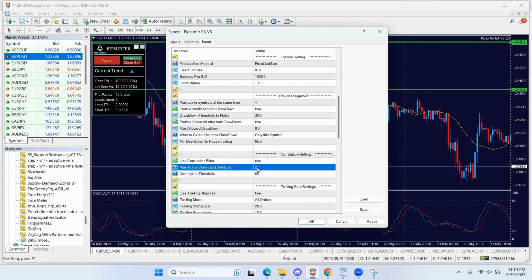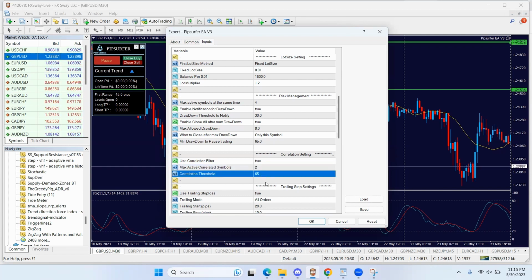I would recommend, too, that doing 1 may make it very, very conservative. It'll still trade, but it may take out maybe 30 to 40% of potential opportunities going from 2 to 1. So I do like 2. Some people do 3 or 4 if they're more lenient.